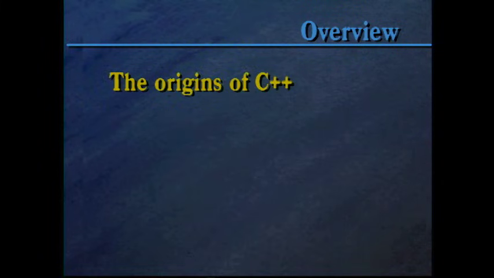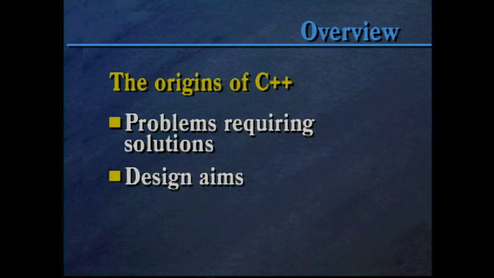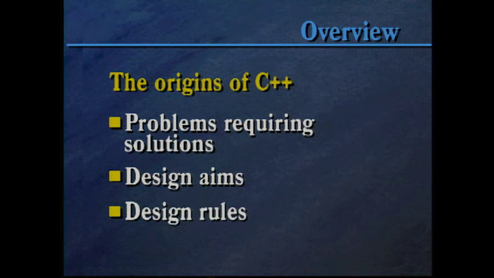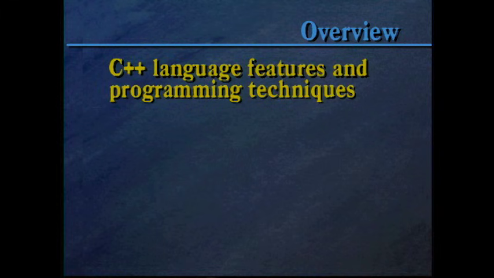First, I'll talk a bit about the origins of C++, the problems it was originally designed to solve, and the aims I had for the design, and present some of the rules that developed for the design of the language. Next, I'll present the key programming techniques that the language supports, and the language features that are there to support that kind of programming.